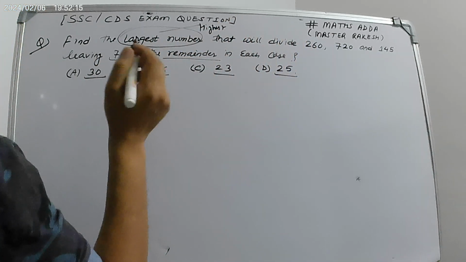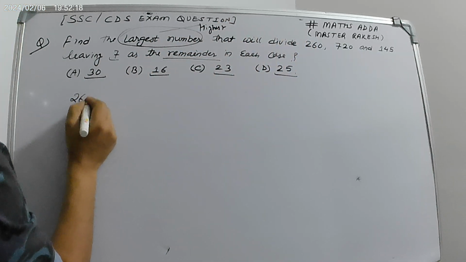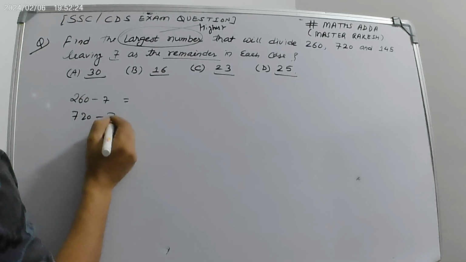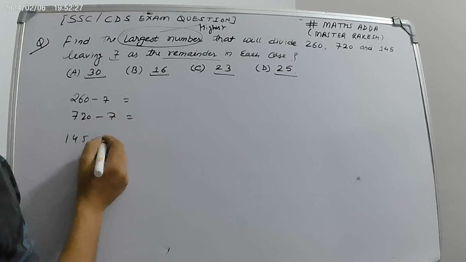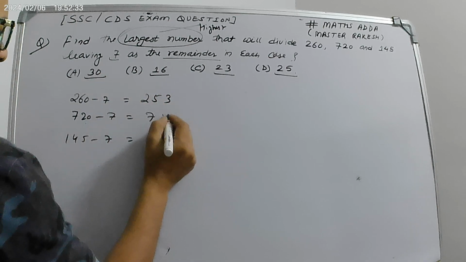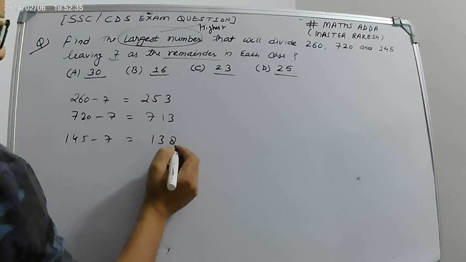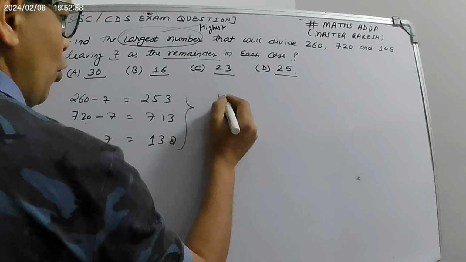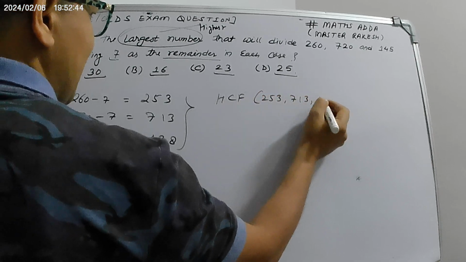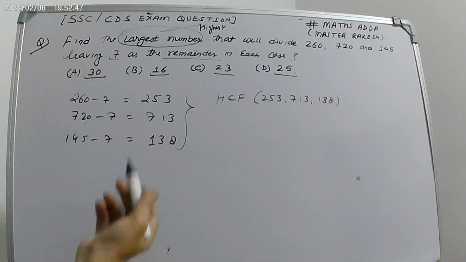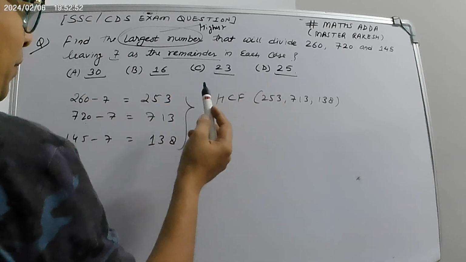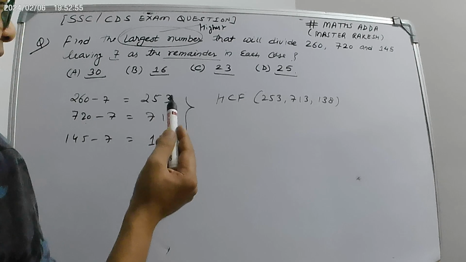So what we need to do: the first step is to subtract 7. 260 minus 7, 720 minus 7, 145 minus 7. This becomes 253, 713, 138. Now you have to find the HCF of 253, 713, 138. See, this is very easy. You can choose the option from here. You can see which divides these numbers.